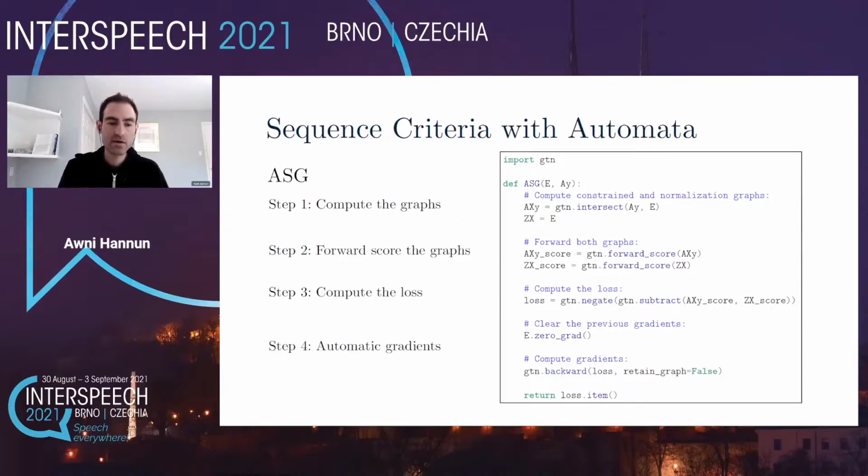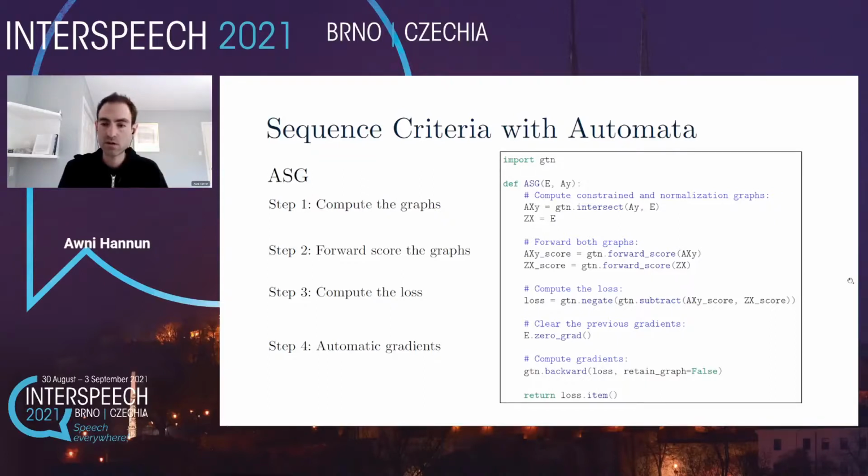And then the real power of the framework, with automatic differentiation, comes in at this point when we want to compute gradients. So we clear the gradients, any old gradients on our emissions graph, and then we call backward to get the gradient on our loss.